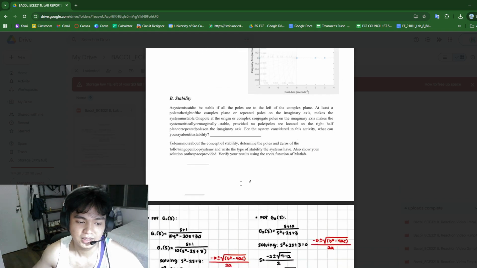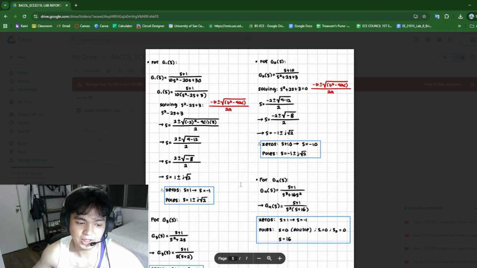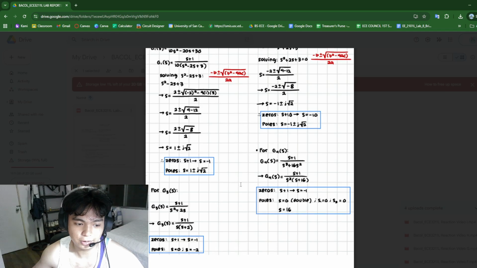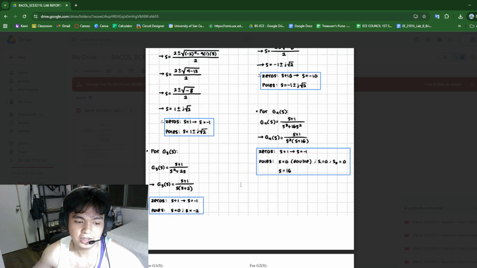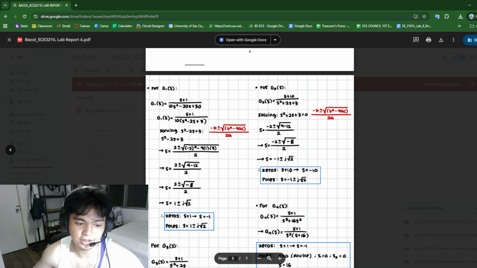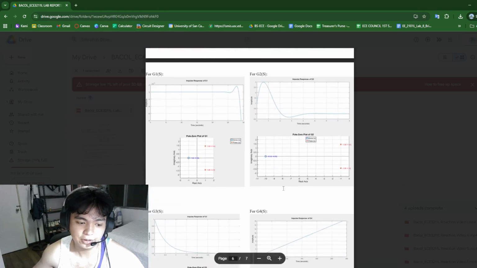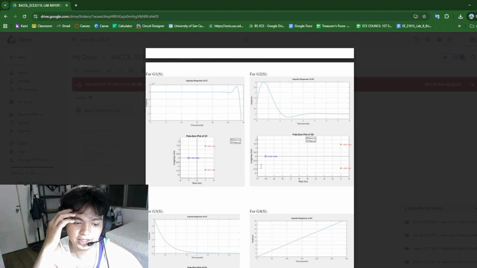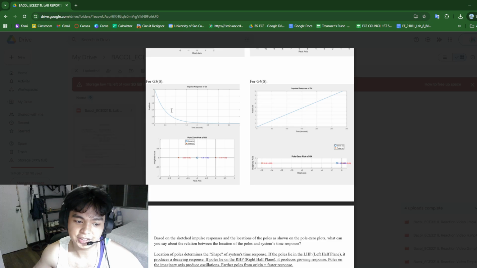So I also analyzed multiple systems labeled G1 to G4, and G1 has complex poles showing the oscillatory behavior. G3 has poles in the left half plane, which is an example of a stable system, and G4 is unstable because it has a pole on the right side.